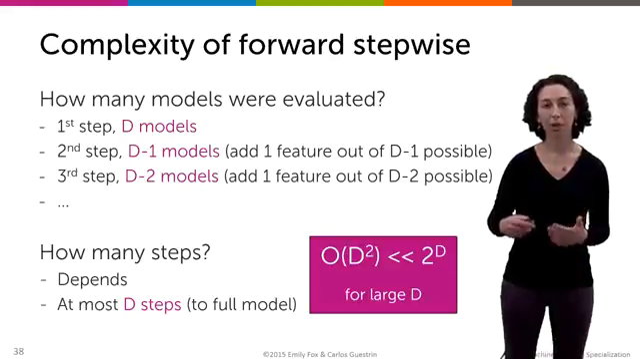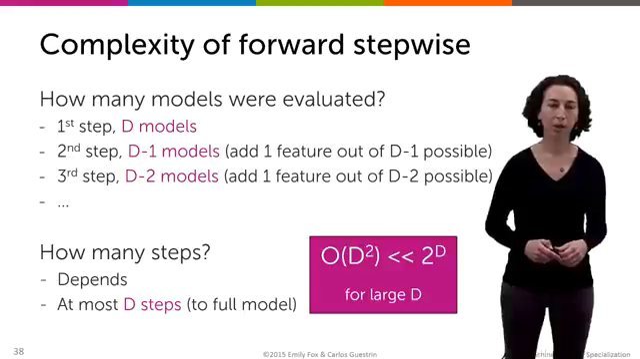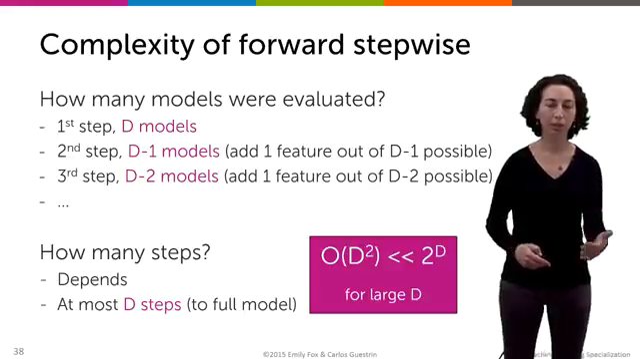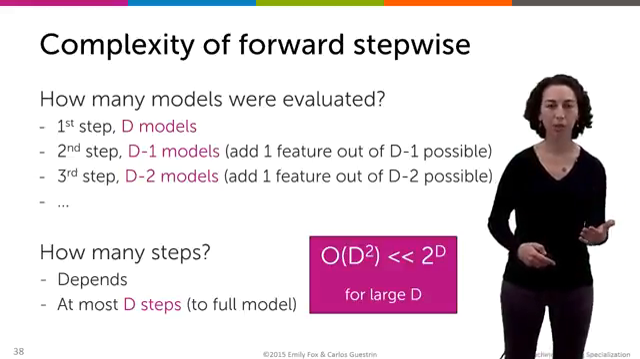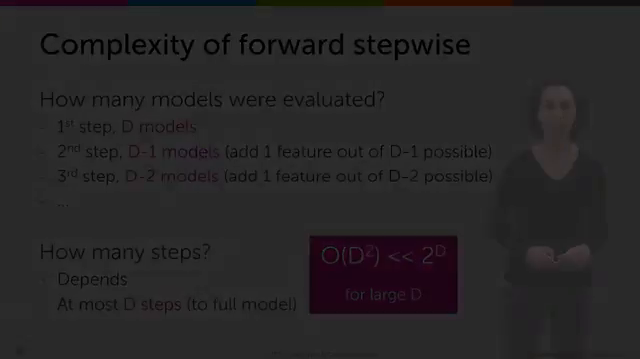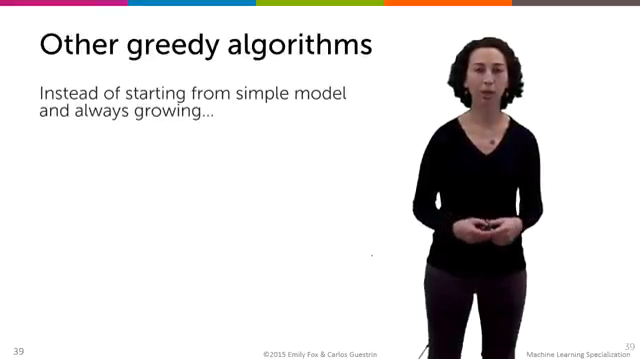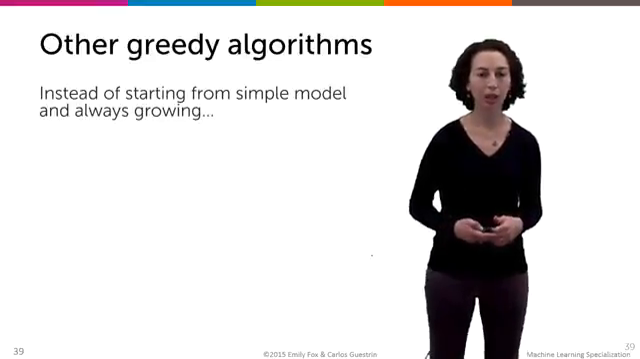And that's going to be much, much less than 2 to the D, which is what we had for our all subsets when D is reasonably large. Okay, so this procedure is going to be significantly more computationally efficient or feasible than doing all subsets. Well, this was just one of many possible choices you have for greedy algorithms for doing feature selection.